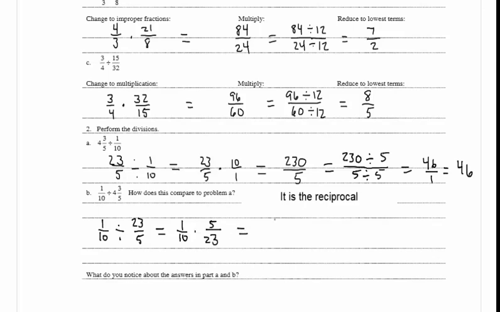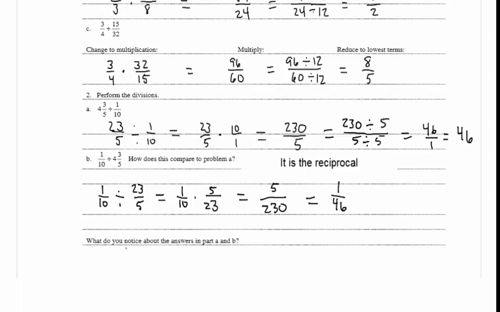And 1 times 5 is 5. And 10 times 23 is 230. And now they're both divisible by 5 again. So we're going to get 1 over 46.